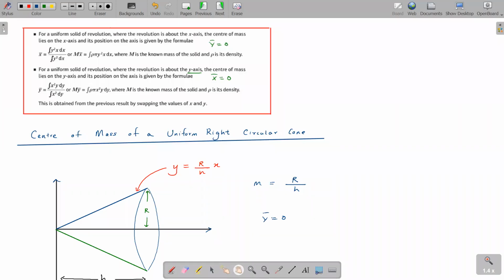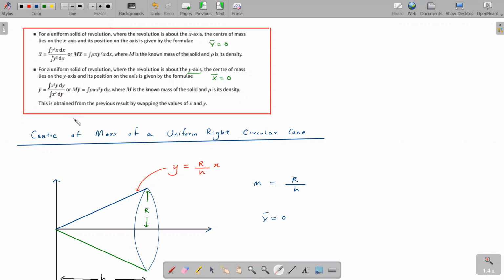All right, guys. So, in the previous section, I introduced the equations that you are going to use to find the center of mass for a uniform solid of revolution. These were the equations we introduced previously. Now we are actually going to use these results. You are allowed to use these results. You don't have to.